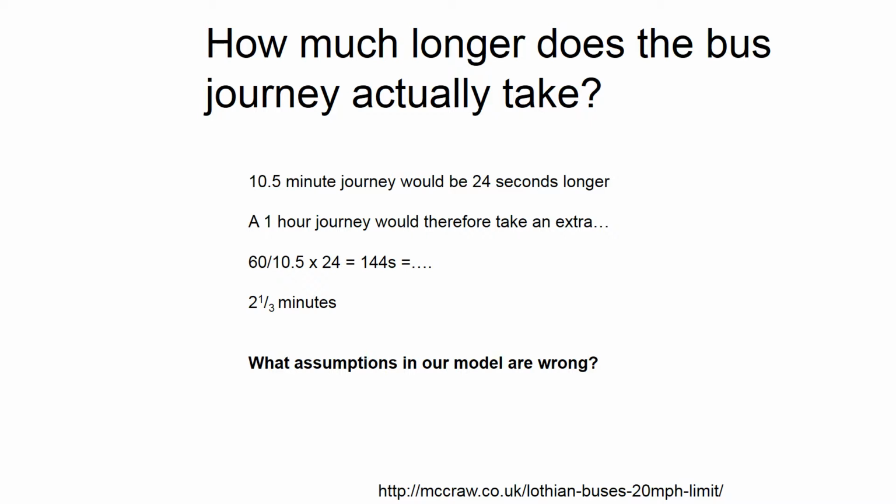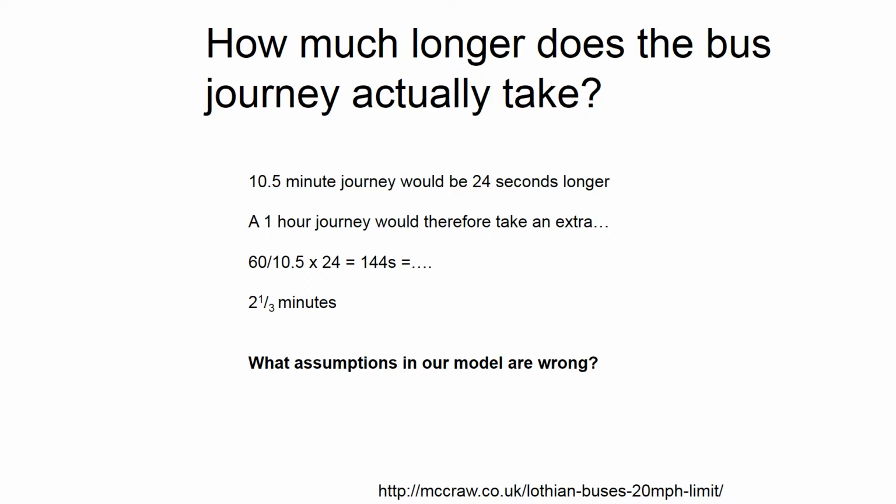Anybody want to say what might be wrong with our simple model? Traffic. Traffic? What do you mean by traffic? Well, cars could be moving at 15 miles an hour the whole time. Yeah, so not constant speed. Yeah? The traffic lights, the way they change.